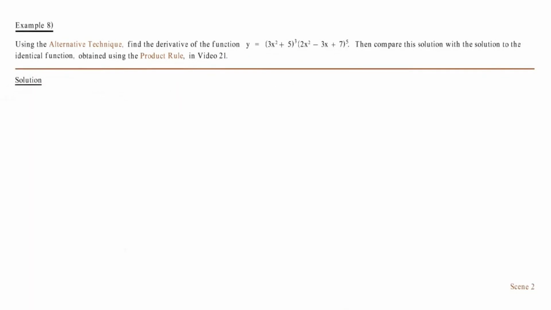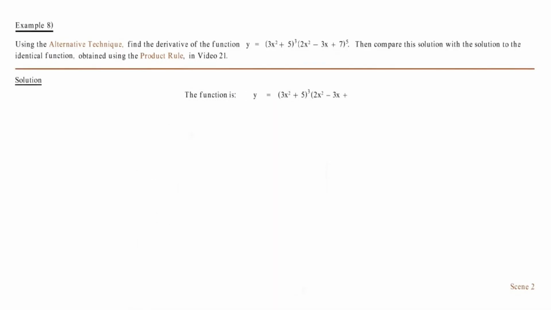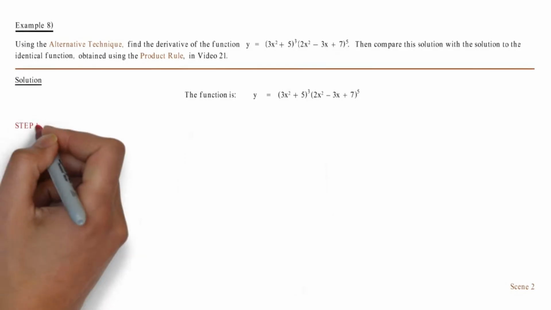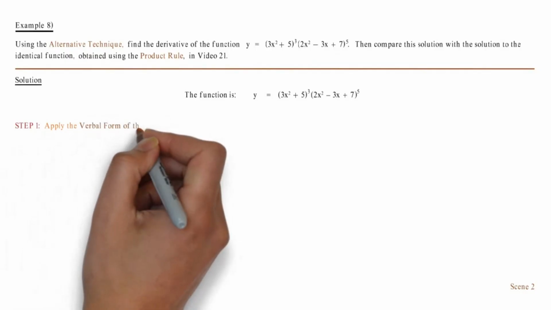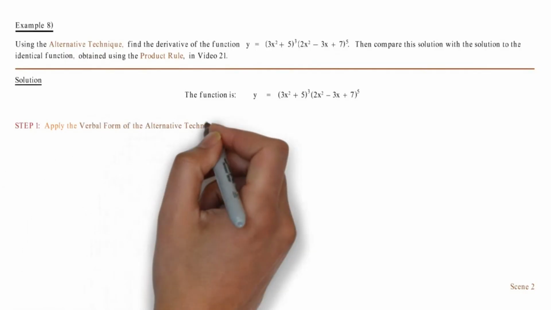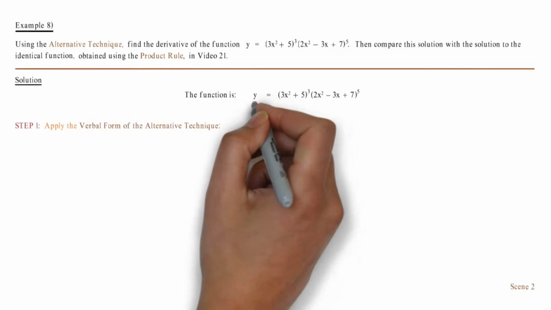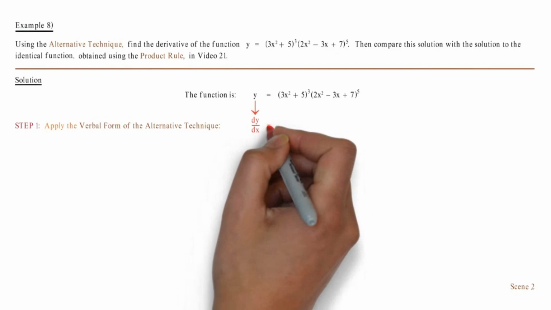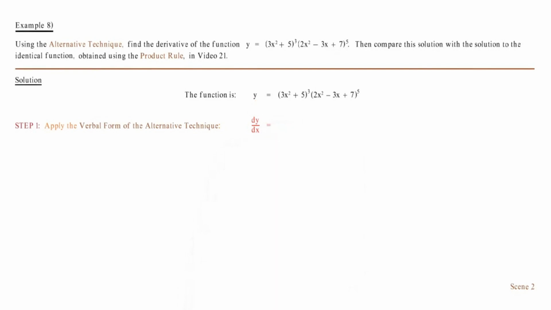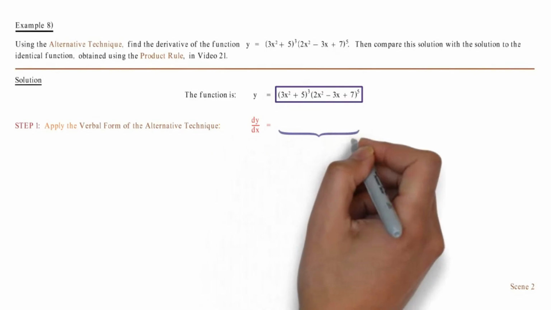Solution. The function is: Step 1. Apply the verbal form of the alternative technique. The derivative of y is dy by dx equals the right-hand side of y, which is this expression, so substitute.